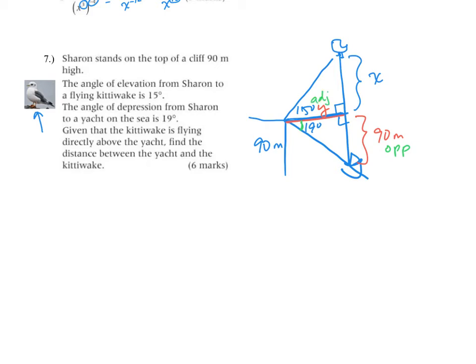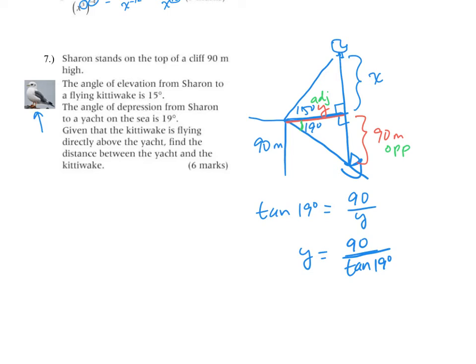So opposite, adjacent, using SOHCAHTOA, that means we're going to use tangents. So we're going to say that the tangent of that 19-degree angle is equal to the opposite over the adjacent, so that's going to be 90 over y. So that means y equals 90 divided by tangent of 19. Now you might be tempted to grab your calculator, but let's not do that yet, okay? Let's just let the calculator do the arithmetic one time.